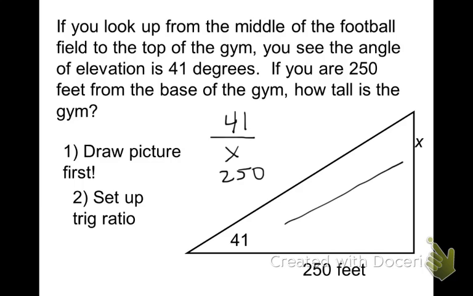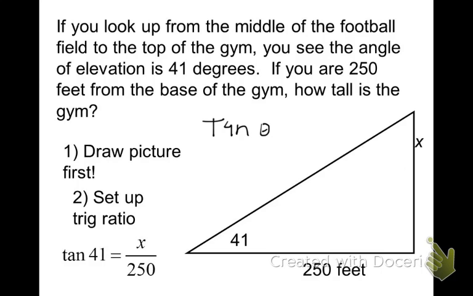So we could see right here that the x is the opposite side, the side opposite the 41 degrees. So the x is the opposite. The 250 is the side adjacent. It's not the hypotenuse. The 250 is the adjacent. So which trig function uses opposite and adjacent? Well, that's the tangent function.